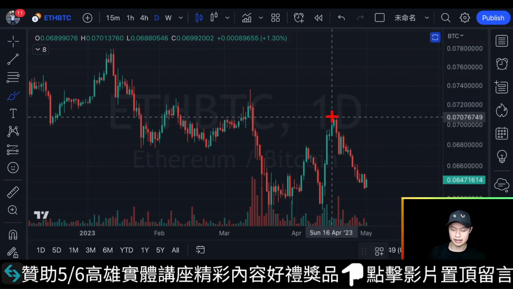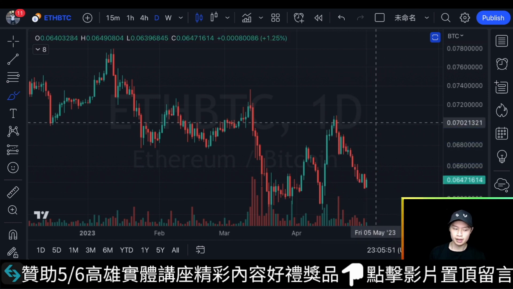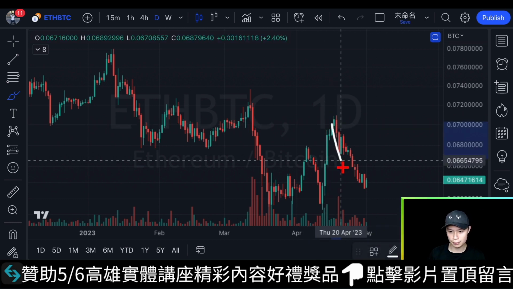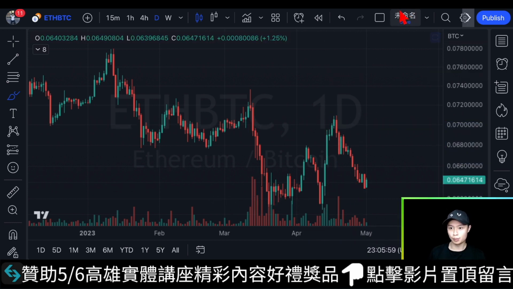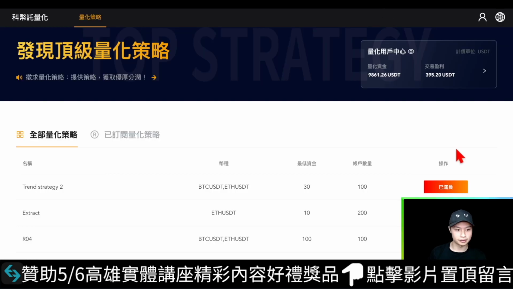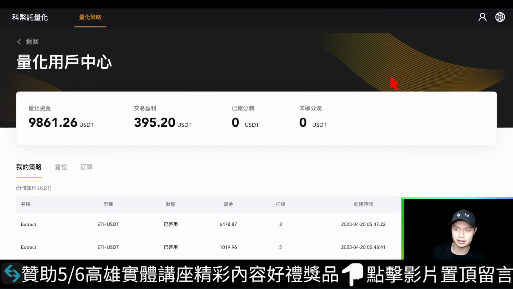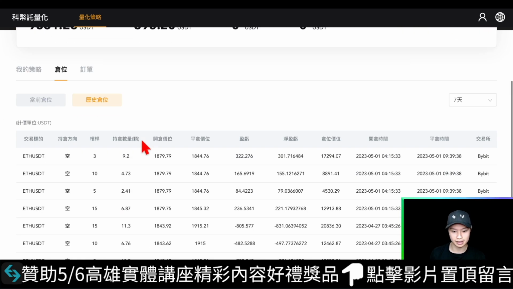Of course, let's check the data directly. The exchange rate of ETH to BTC has been falling recently, indicating that Ethereum is relatively weaker than Bitcoin. If you want to go long, you should choose Bitcoin. If you want to go short, you must choose Ethereum, because Ethereum is weaker now.